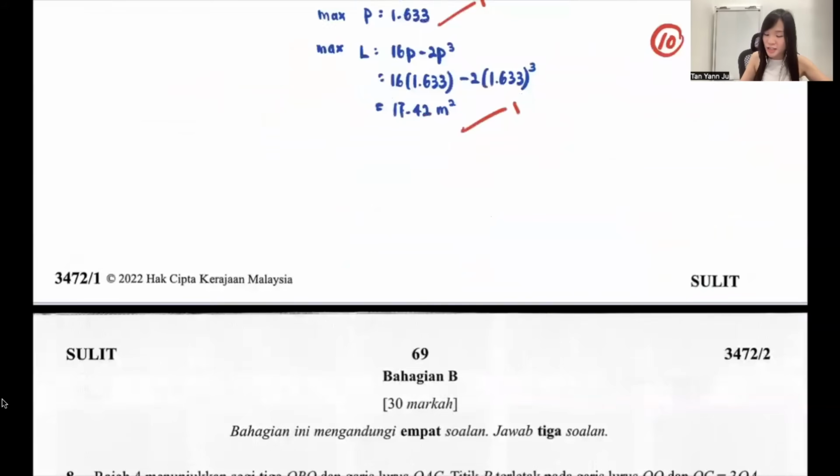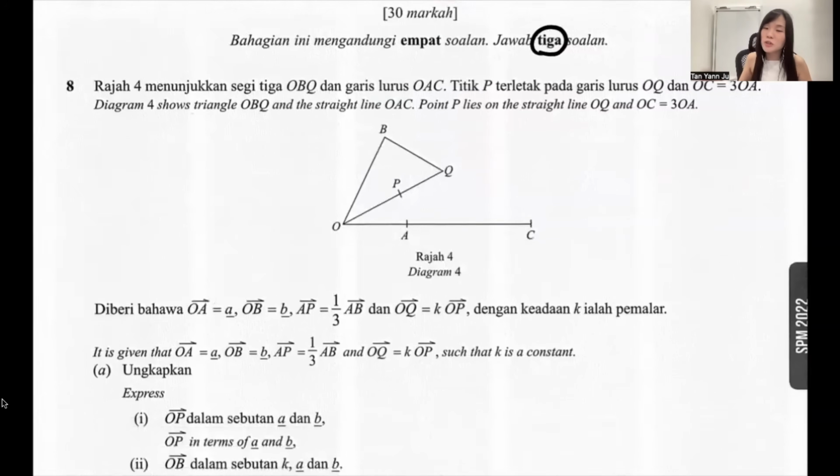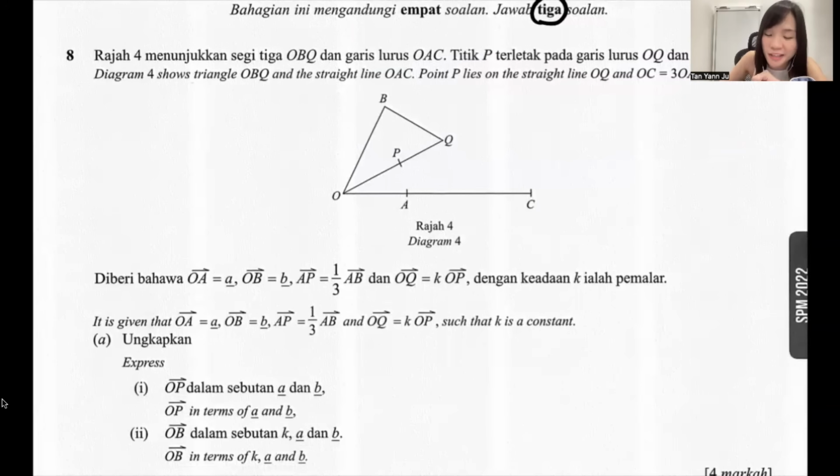Pay attention, okay? So guys, section B. Section B, 4 questions. You can choose 3. Okay, you will pick 3. Which 3? I don't know. Depends on you. But I think your favorite is linear law. But linear law is quite easy to lose marks also. So you better practice.